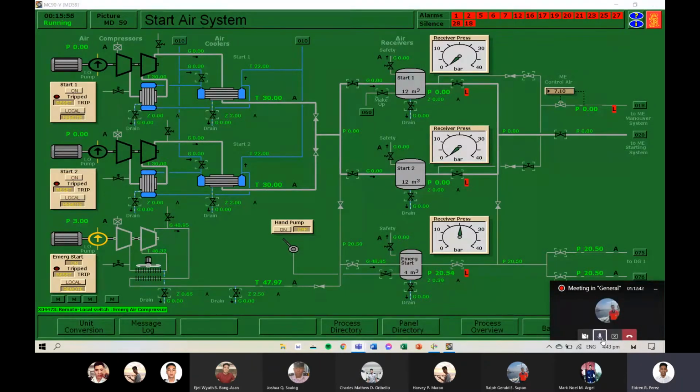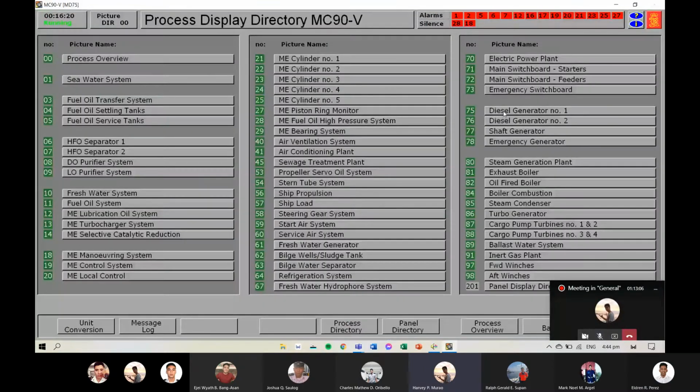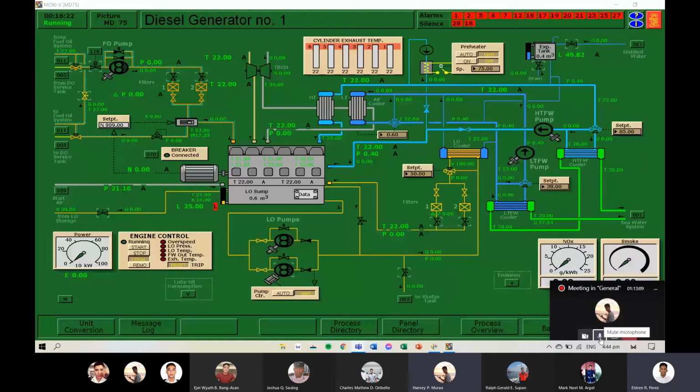After preparing the emergency power, seawater cooling and emergency compressor, we can proceed to starting generator 1 and 2. Here is Midshipman Murao to tell the procedure in preparing the diesel generator 1. Chief Engineer Perez, sir. Go to Directory 75, diesel generator 1. Next, check the lube oil sump tank level. The minimum level is 30% and the maximum is 80%.